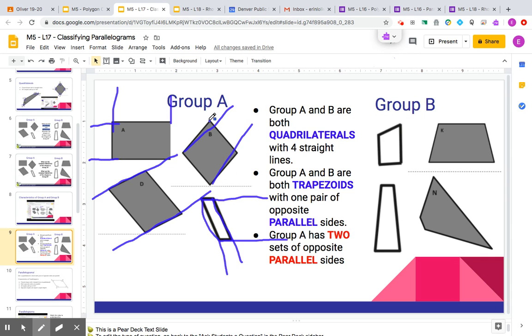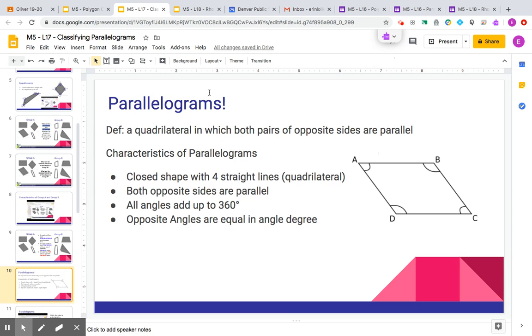Sorry, that was not a very good line I drew. They're never going to cross each other or interact. So these both have 2 parallel lines, while these only have 1, which makes Group A parallelograms.